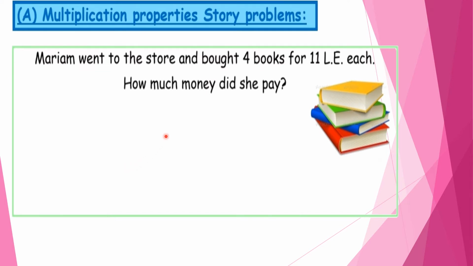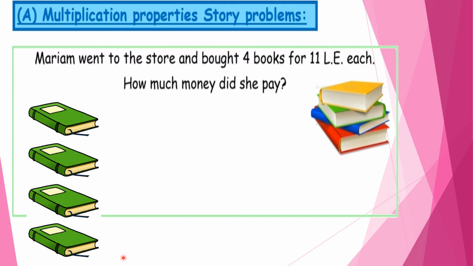Okay, let's solve our story problems. First story problem we have here. Mariam went to the store and she bought 4 books for 11 LE each. How much money did she pay? So I have here 1, 2, 3, 4 books, and each box is for 11 LE. So she paid 11 plus 11 plus 11 plus 11, or I can say that she paid 4 by 11 because I jumped by 11 four times. That is the multiplication fact.